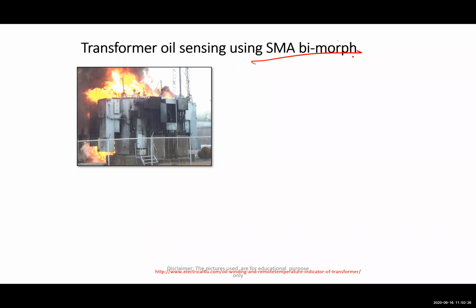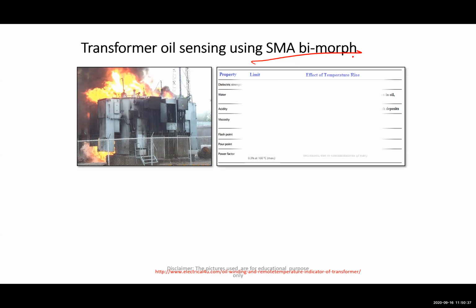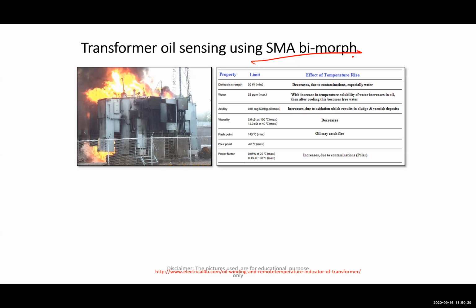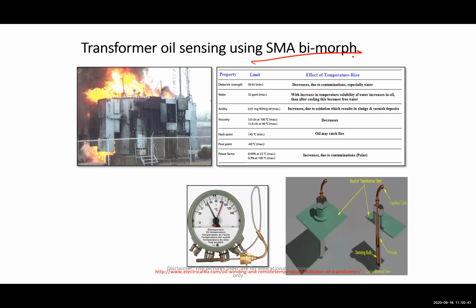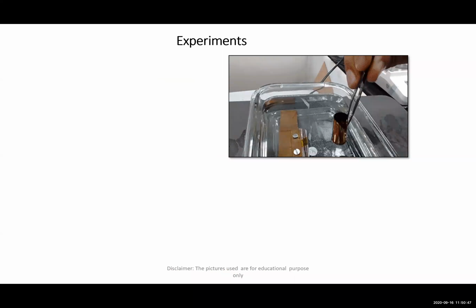Since we already have a material which senses the heat, what we thought is we can have an SMA biomorph. We just put this SMA biomorph inside a transformer system so that whenever there is an oil contamination, the shape of the material shifts, and from that we can study the behavior of it. So this is how we have employed it in our laboratory.